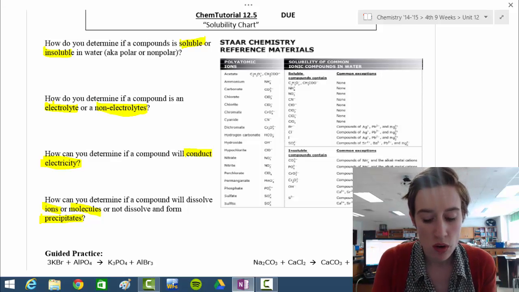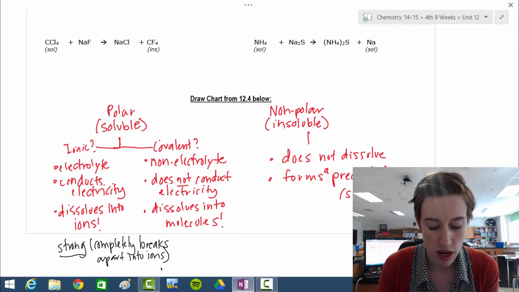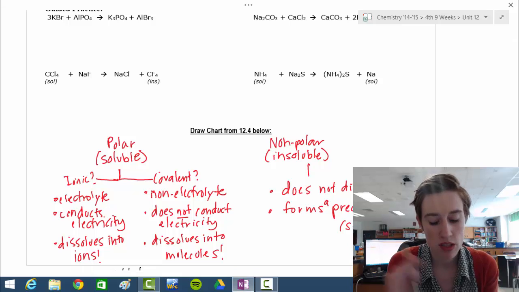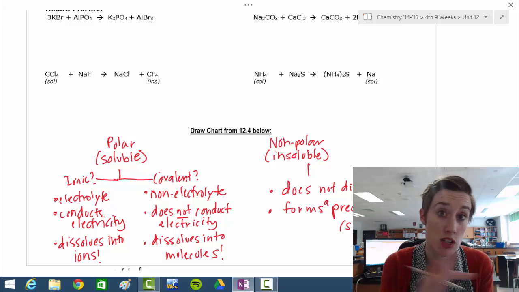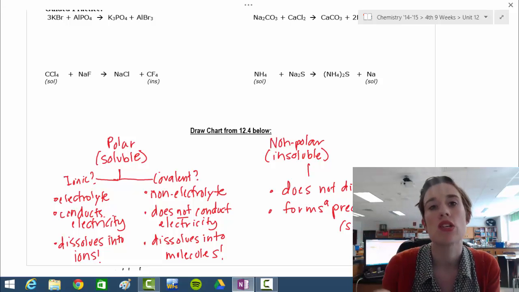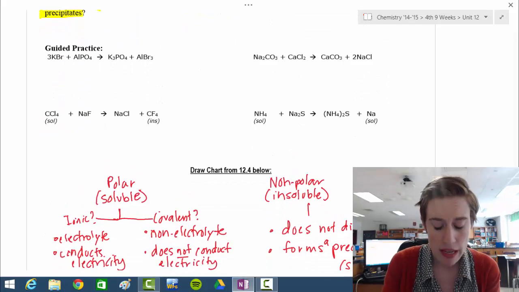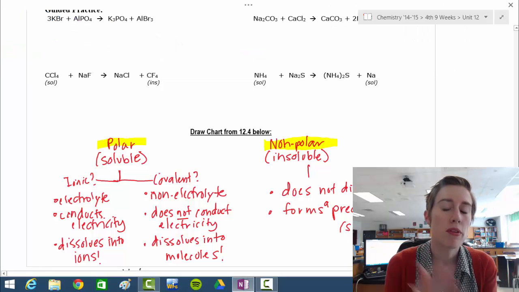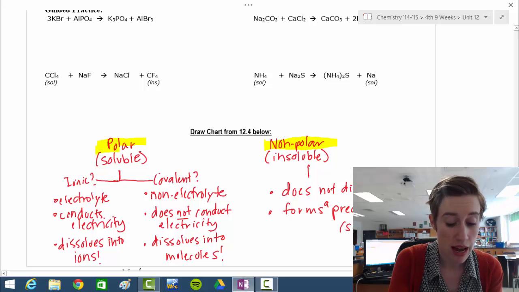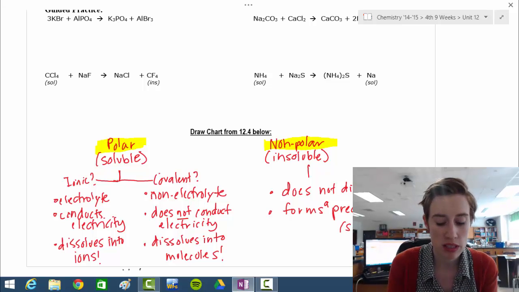We're going to be using the chart that we drew from 12.4, which I redrew down here, okay? This chart walks us through how to determine whether something is an electrolyte or a non-electrolyte. I'm also going to talk about how we can use this to help us with polar and non-polar. The first thing on our chart is we have things that are polar over here, and things that are non-polar over here. Before we can really start, you have to ask yourself, how do you know if something's polar, and how do you know if something's non-polar? Because that will dictate which chart you're going to look at.